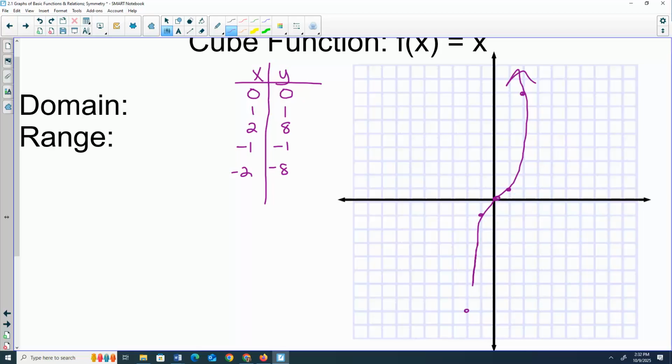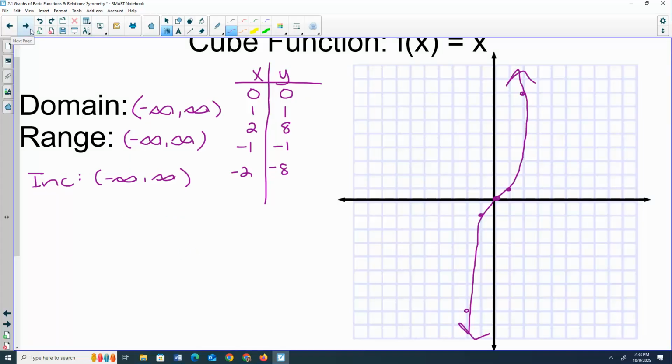This one is giving us our chair. What's the domain? Range? Increasing, decreasing, constant. Increasing the entire time. Kind of flattens out a little bit in the middle, but it never stops rising. All right. Any questions there?